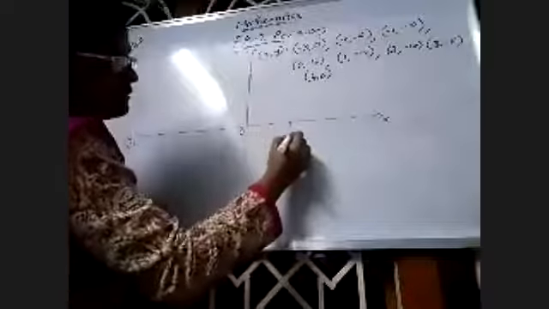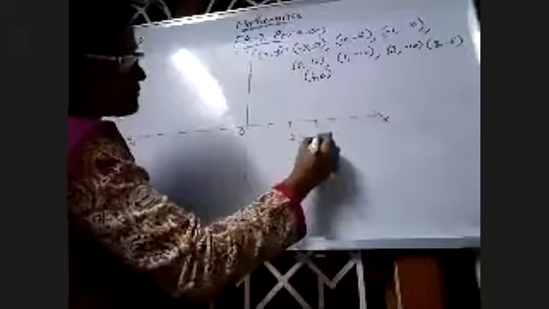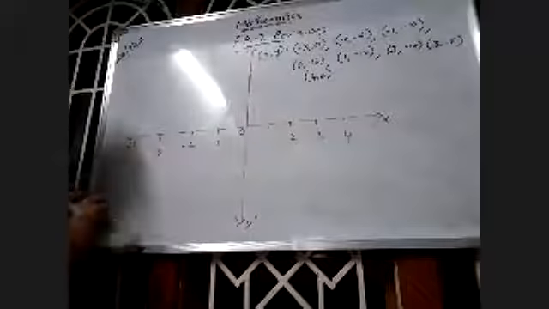So 1, 2, 3, 4. -1, -2, -3. Again here I am taking the scale as 2 units.